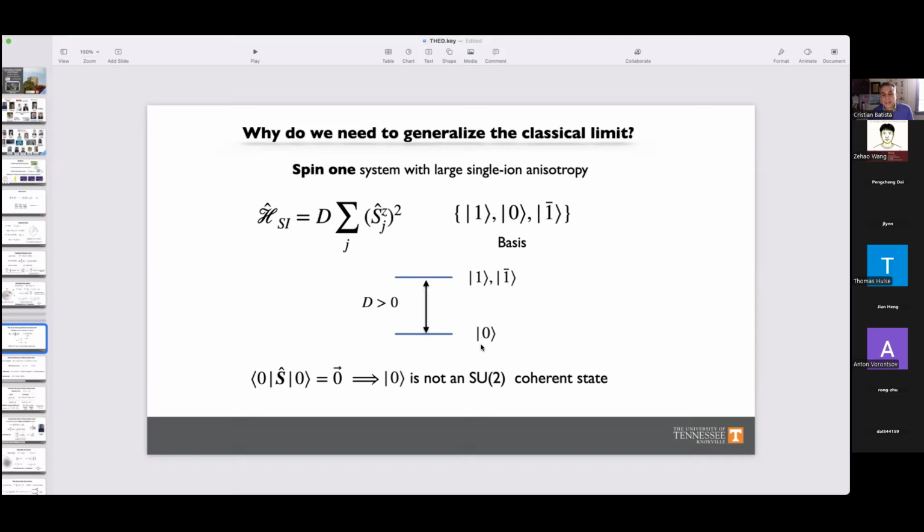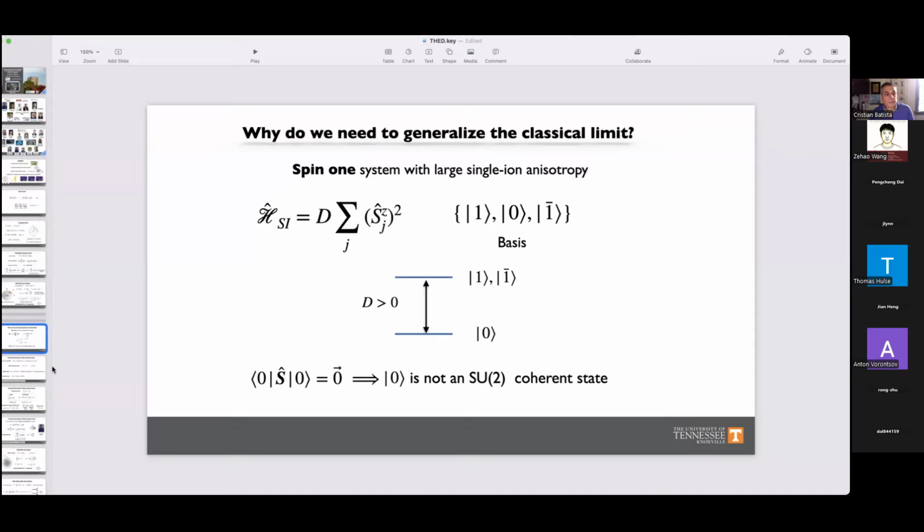Now, the point is that this ground state is not a coherent state of SU(2). So if we take the expectation value of the spin operator, of the 3 components of the spin operator, we get 0. And remember, I told you for coherent states of SU(2), the expectation value should be a vector of norm equal to S. So that means that the ground state of our problem, supposedly the state above which we want to do small oscillations, is not an SU(2) coherent state.